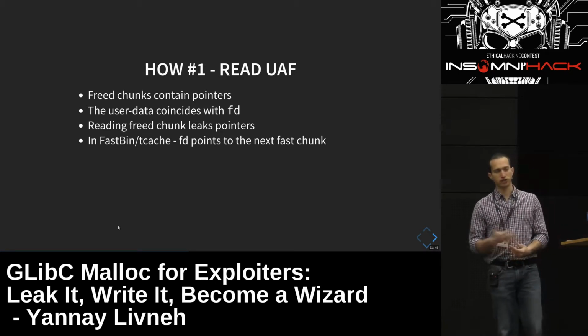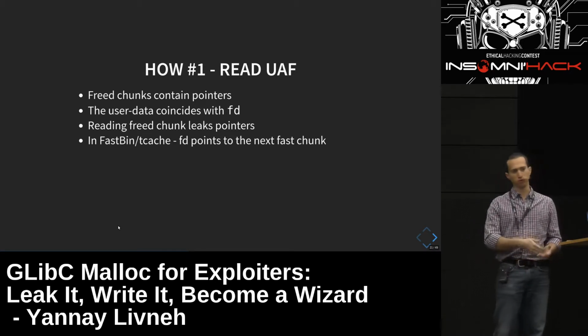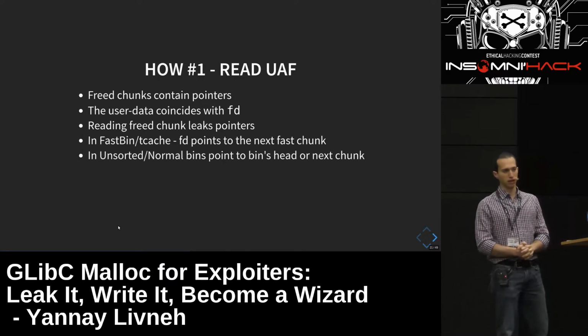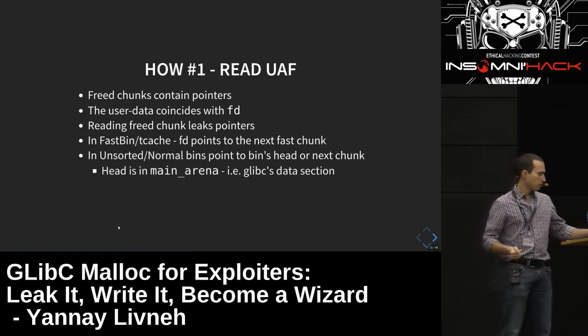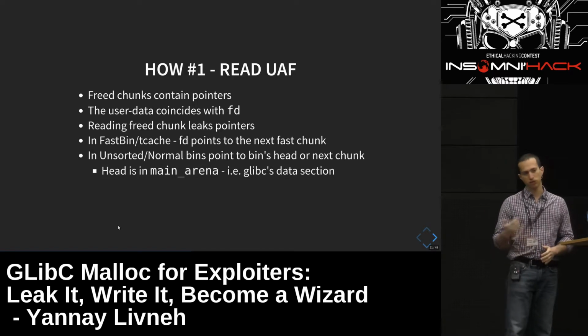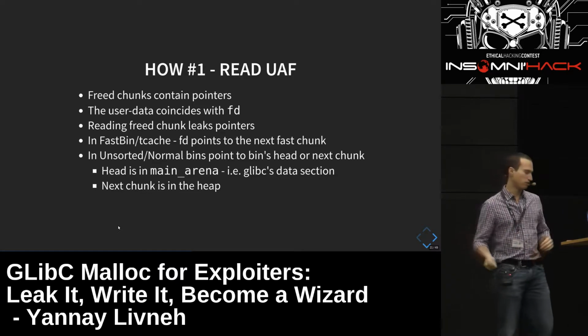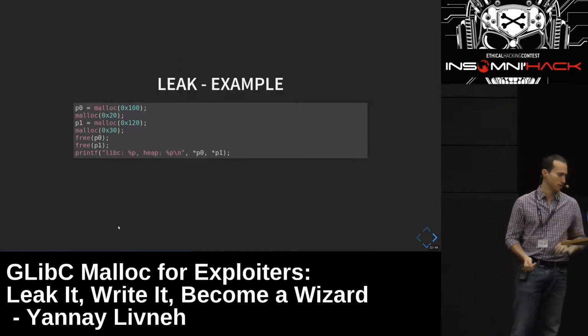If you read free chunks that are in the fast bin or in the Tcache, you're reading pointers to the heap, as we said. And if you're reading chunks that are in the unsorted or in the normal bins, you either read pointers to the main arena, to the GLibC data section, or you're reading the next chunk in the heap. So you can also leak the heap in this way. And let's see an example.